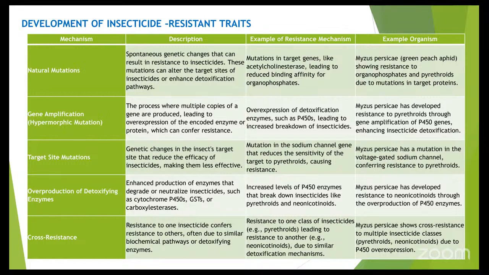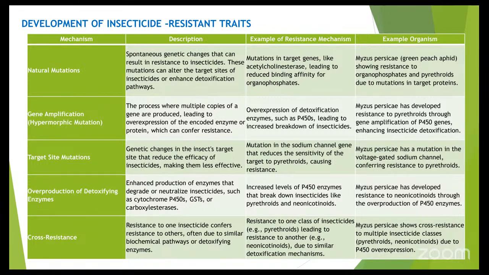An example organism is again Myzus persicae, which has developed resistance to pyrethroids through gene amplification of P450 genes, which enhances the insecticide detoxification. The mechanism of initial gene duplication mutation is not well understood, although such events are thought to have occurred frequently in evolutionary history. Also, gene amplification can be reproducibly induced by drug selection, and genetic duplication events probably occur more frequently than neomorphic mutations.